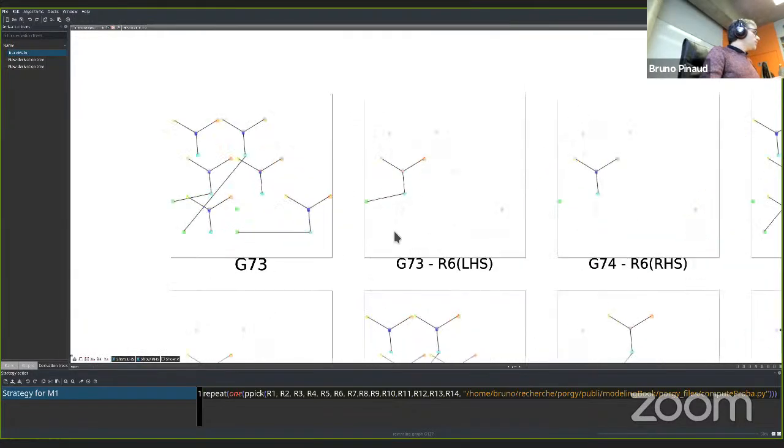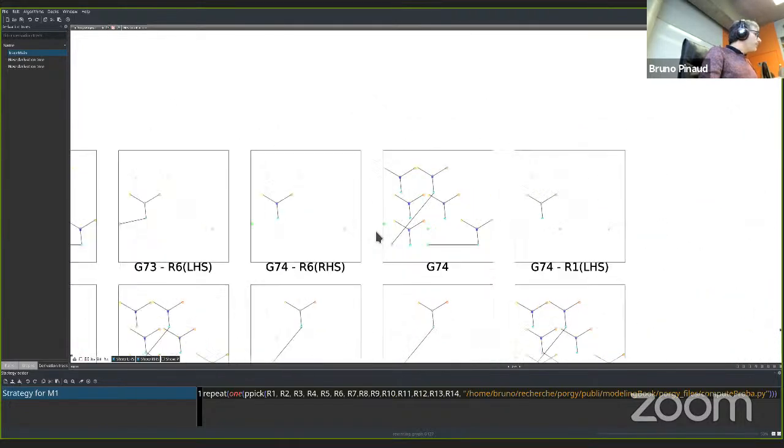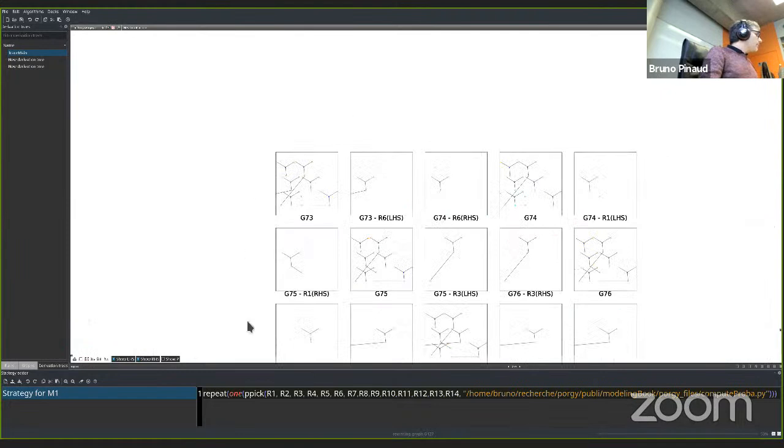Okay. So you see the starting node, the starting state that is interesting for me. Then here we apply the rule R6. So this is the morphism of the left-hand side of rule R6. Then here we move to the next state, and this is the morphism of the right-hand side of R6, and so on. And we can also have some animations, of course.